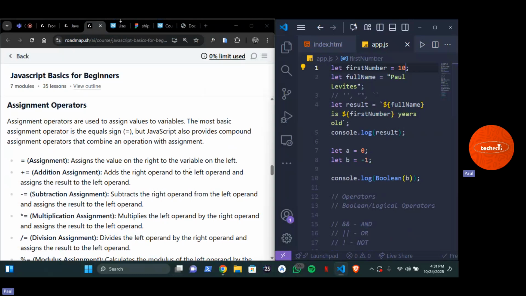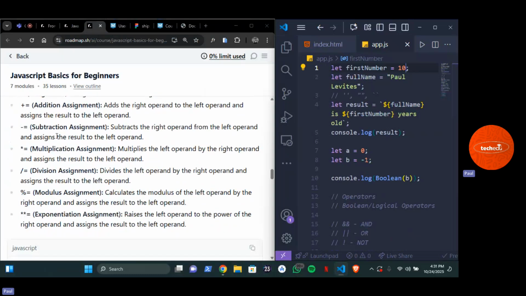All right. The answer is equals to. So equals to is your assignment operator. Why? Because you use equals to assign values to variables. You understand? Now, you have other assignment operators that are derived from the equals to. You have plus equals, which adds the right operand to the left operand and assigns the result to the left operand. I will get there.